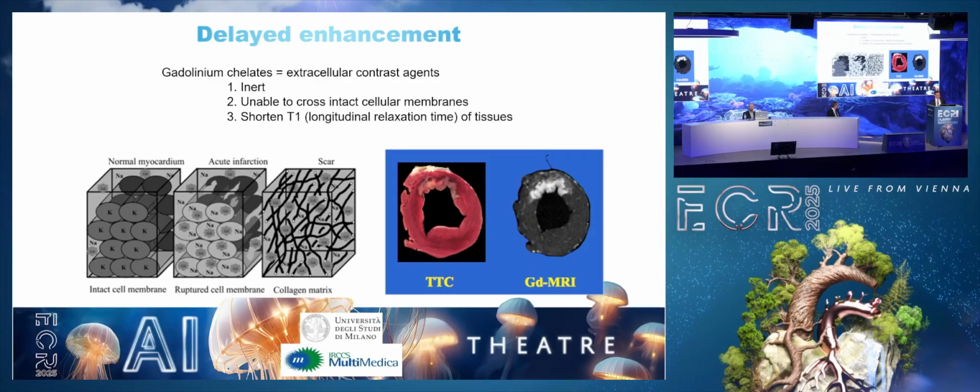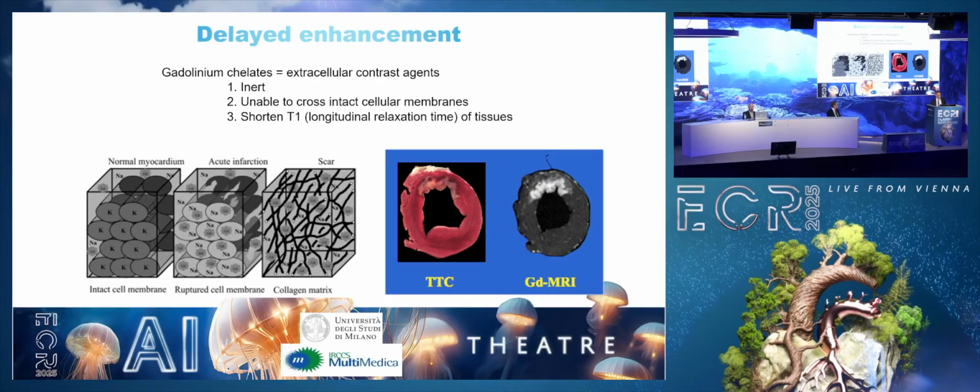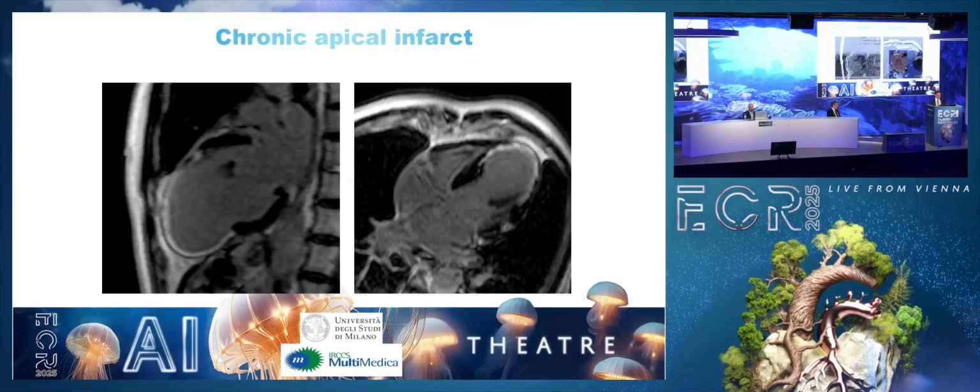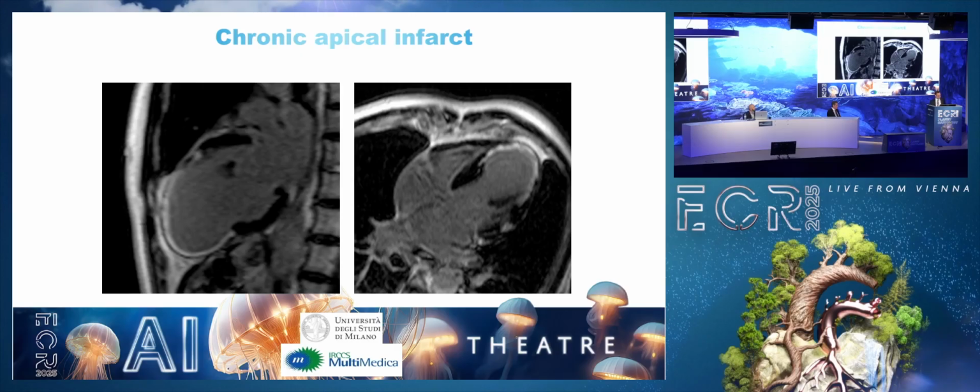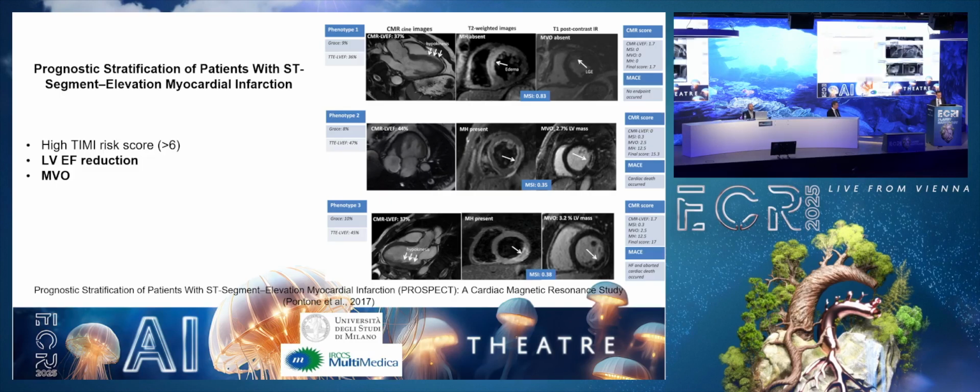So in this way, with inversion recovery images, we can depict the difference between the scar and the normal myocardium. And this is an example of a very huge apical scar with a transmural fibrosis, like you can see here. This is actually not an acute infarct, but a chronic infarct with a remodeling and the aneurysm of the apex.